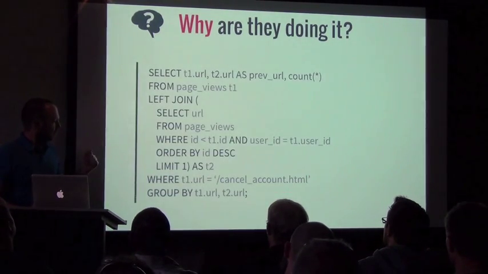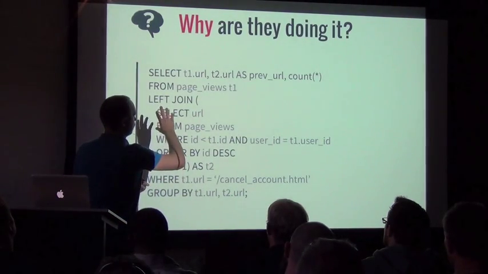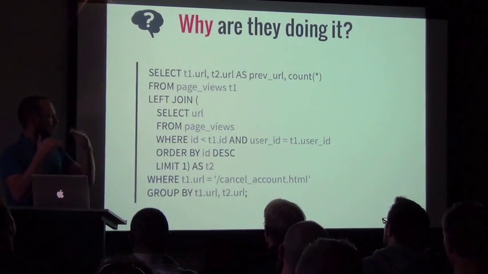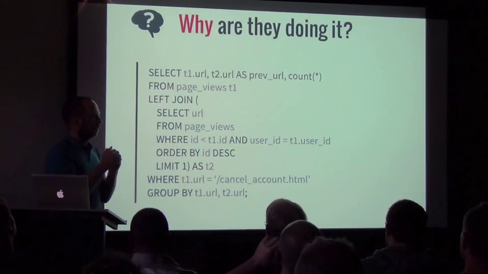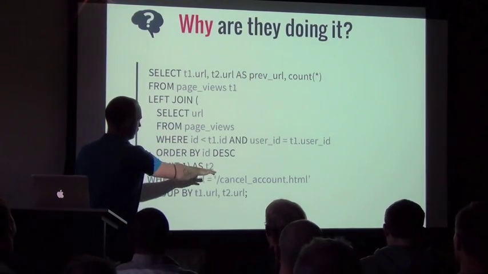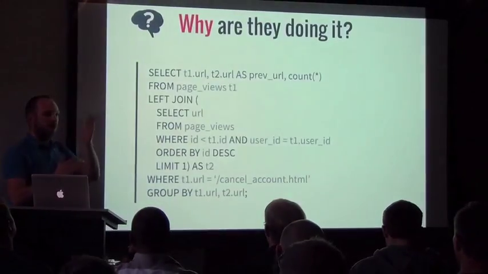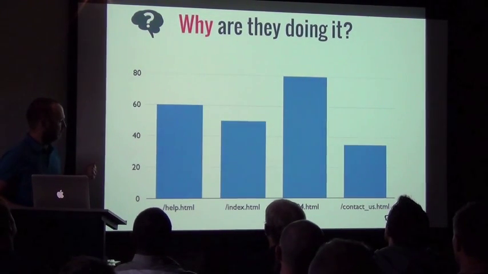So we'll pull out the SQL editor again, and we get something that's kind of similar. But instead of finding the next page view that occurs after, we want to find the one that came before it for that user. So we're going to join up to the subquery here and find the one right before cancel account and try to figure out what the immediate previous action was. So here's the graph that we get back.